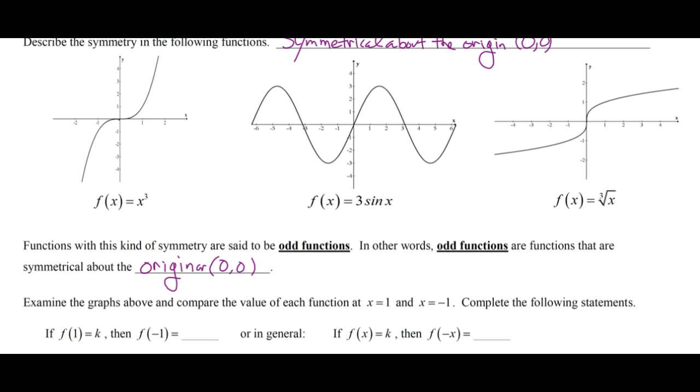Or 0, 0. So compare the value of each function at x equals 1 and x equals negative 1. Complete the following. So if f of 1 is equal to k, then f of negative 1 is negative k. Or in general, if f of x is equal to k, then f of negative x is equal to negative k.